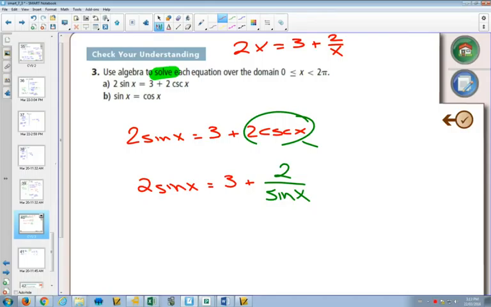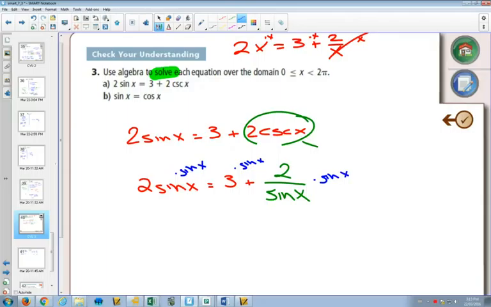Multiplying. So if you multiplied everything by x, the fraction would go away here and you'd get 2x squared equals 3x plus 2. But we don't have an x now. What are we going to multiply by to get rid of the fraction? We're going to multiply by sine. So you can multiply this one by sine, this one by sine, and this one by sine. Because what you're doing is you're multiplying both sides by sine.